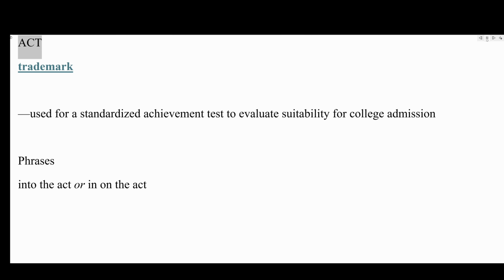Abbreviation, 2. Act 1, action for children's television. Act 2, Association of Classroom Teachers. Act 3, Australian Capital Territory. ACT. Trademark. Used for a standardized achievement test to evaluate suitability for college admission. Phrases. Into the act or in on the act.